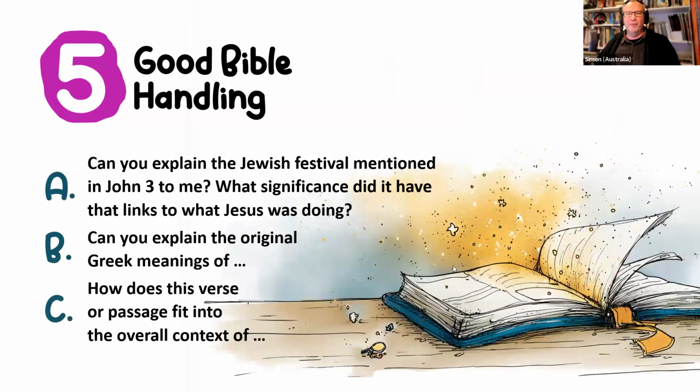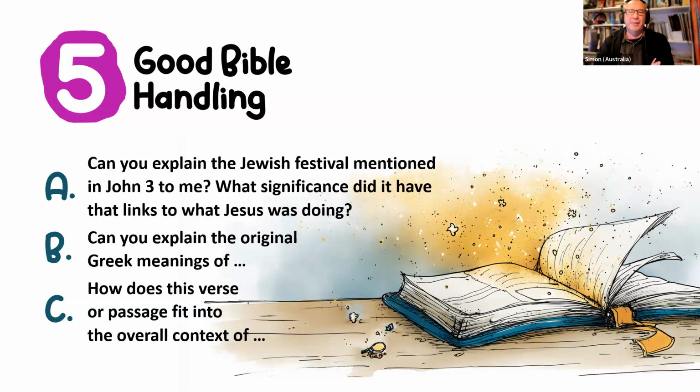So here's a good example of ones that I've actually tried. I was mentoring a pastor friend of mine, and we were looking at John together, and we were looking at John chapter 3. And this is the part where Jesus doesn't go up to the festival and then he comes later. And I knew a bit about the festival in John 3, but I couldn't remember the details. So I asked ChatGPT, could you explain to me the history of this Jewish festival mentioned in John chapter 3? And then what significance did it have to what Jesus was doing?